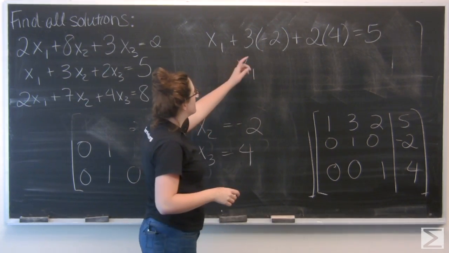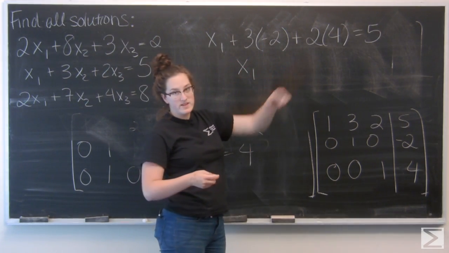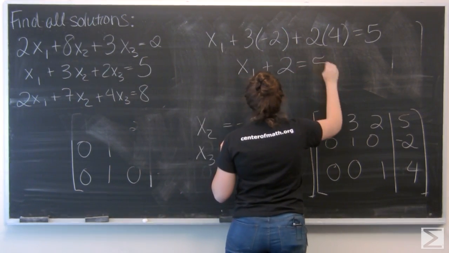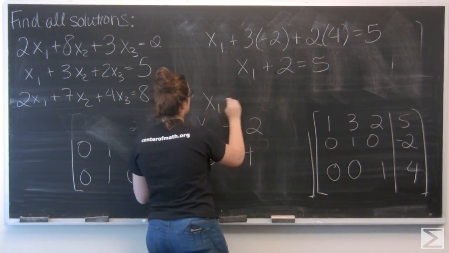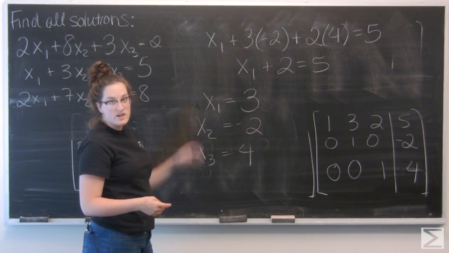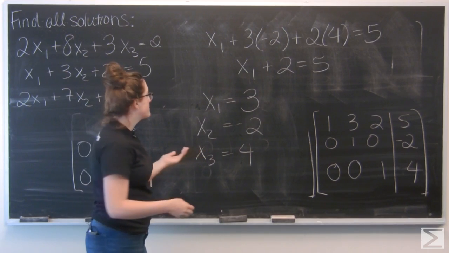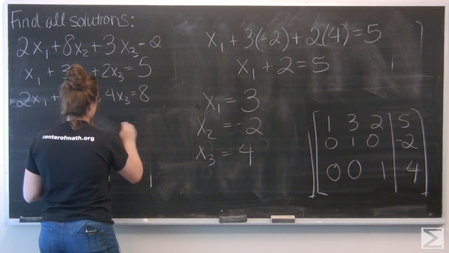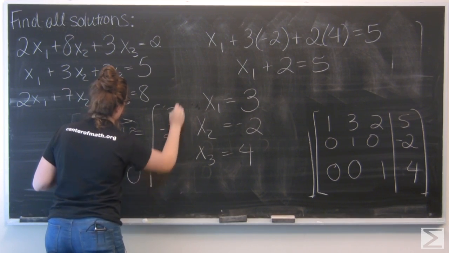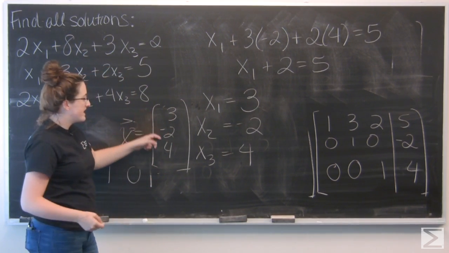That is x1 minus 6 plus 8 equals 5. x1 plus 2 equals 5. That leaves x1 equal to 3. And then if I wanted to put this as a vector solution, I would have x is the vector 3, negative 2, 4.